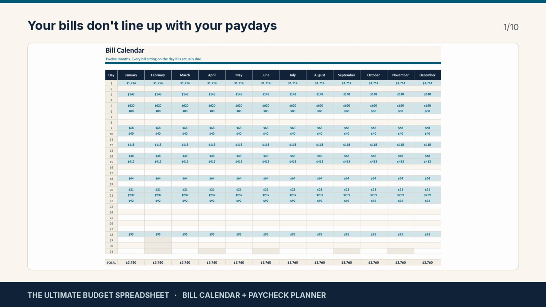That is the gap this spreadsheet is built for, and I am going to show you the tab that finds it. By the end of this video, you will be able to look at your own year and say, check 9 is going to be $681 short, and here is the bill I am going to move.